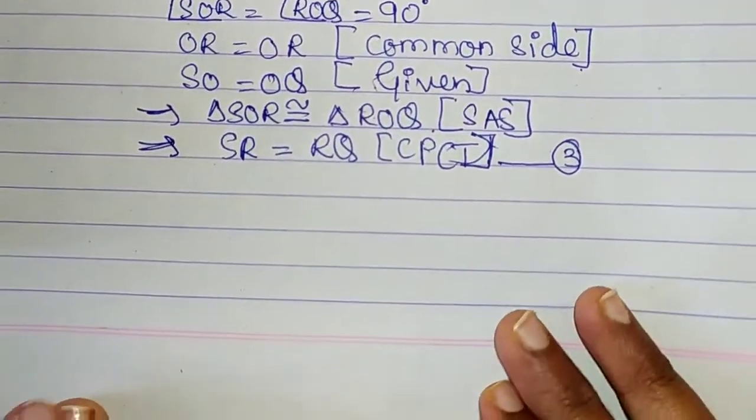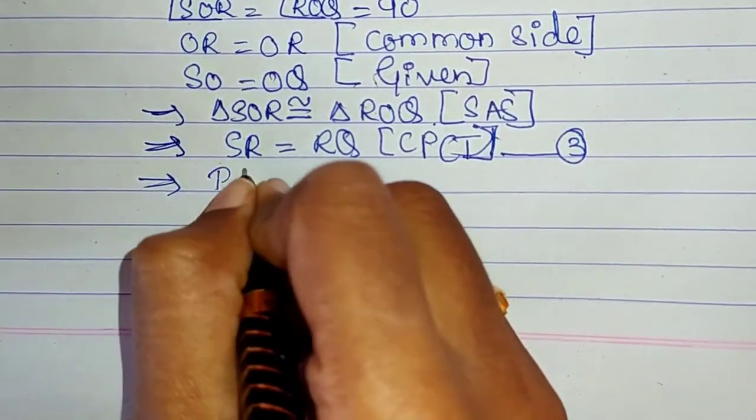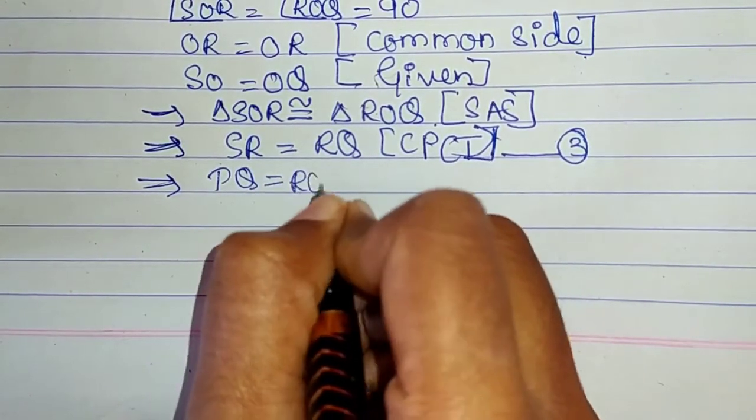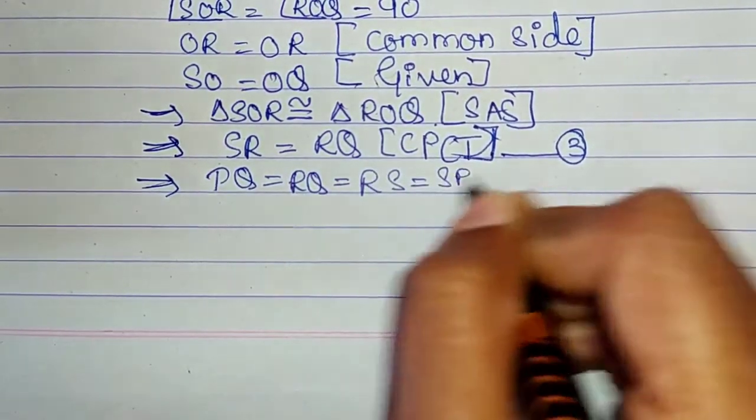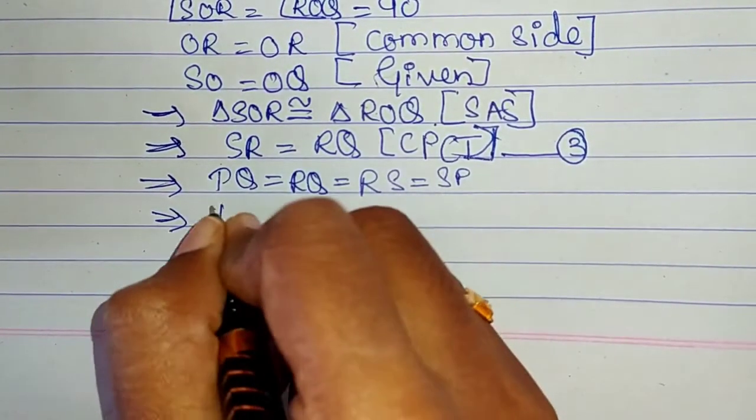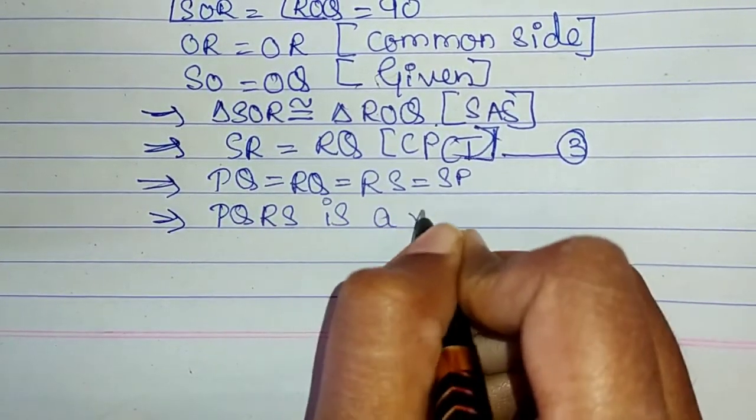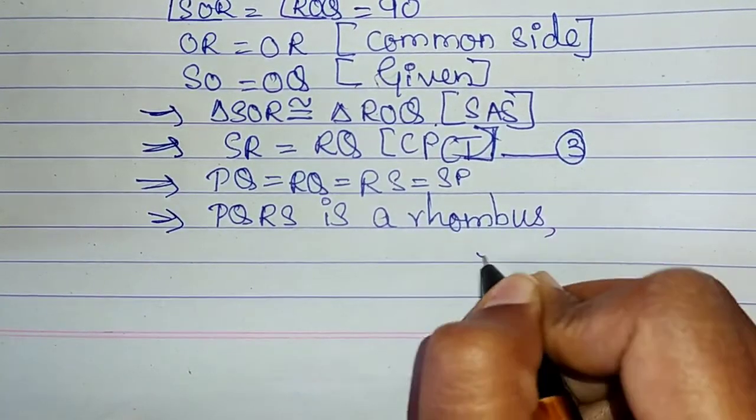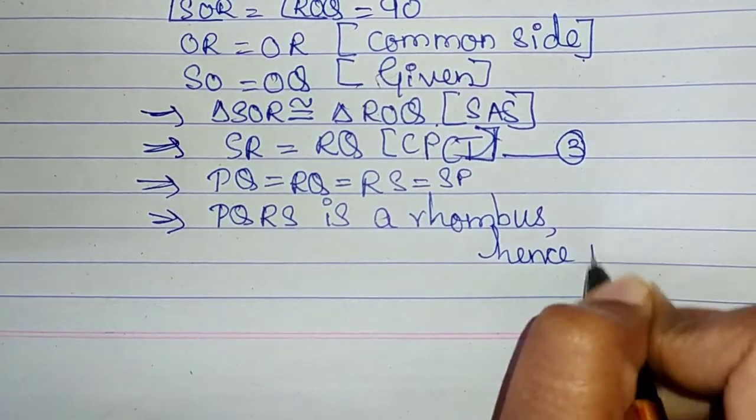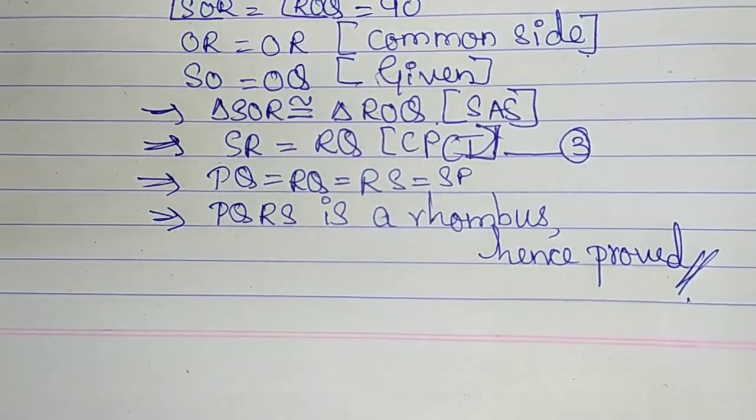So since all the sides are equal, this implies PQ is equal to RQ is equal to RS is equal to SP. This implies PQRS is a rhombus. Hence, proved. This is the solution to the question number 3.